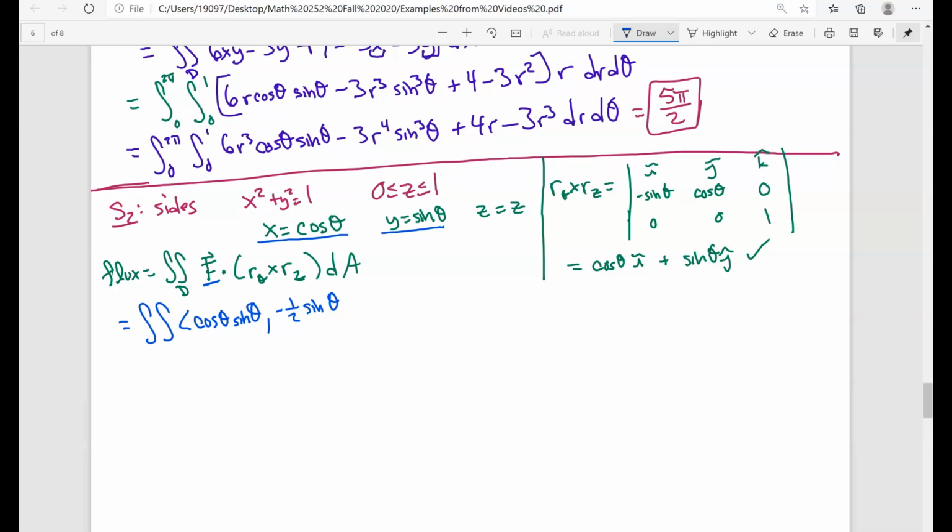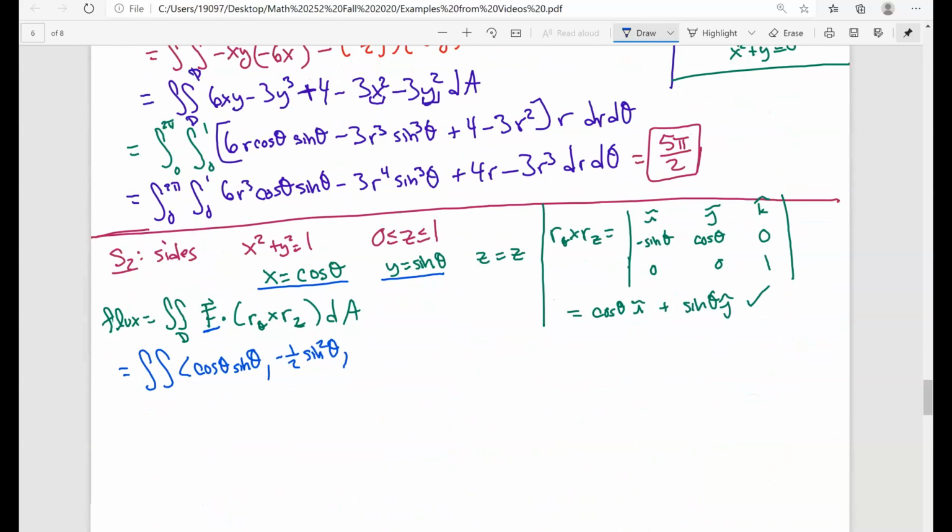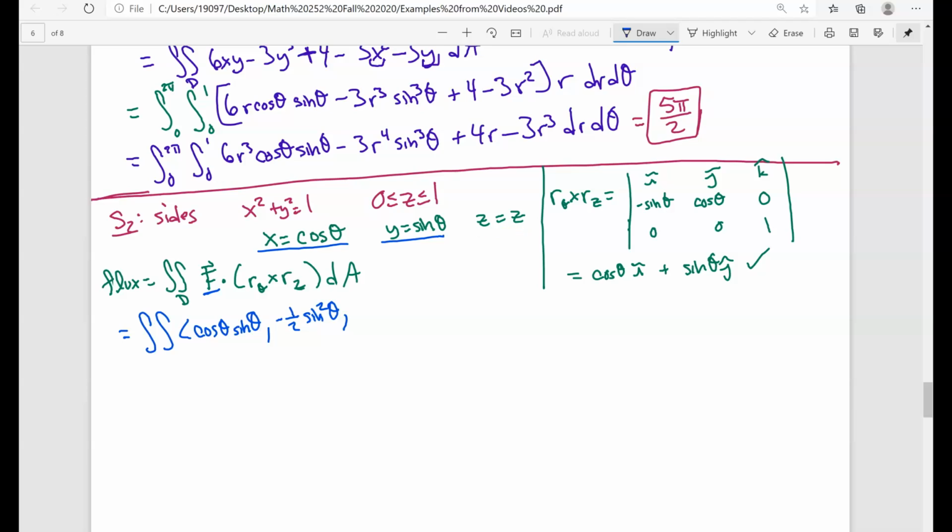And then for my third component, I'm just going to have z, I think. Or what was it? What was the third component? It was just z. And in that case, I can't just plug in. Z is just going to be z. Okay, and I'm going to dot this with my vector that I just crossed, which is going to be cosine theta, sine theta, and then 0 over the region D.